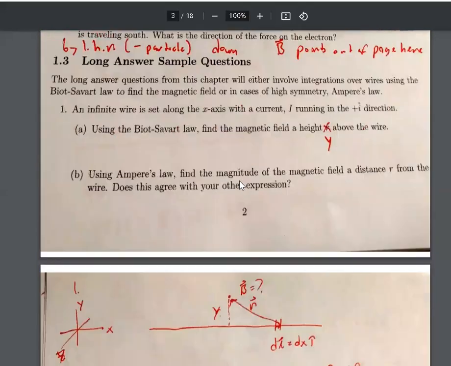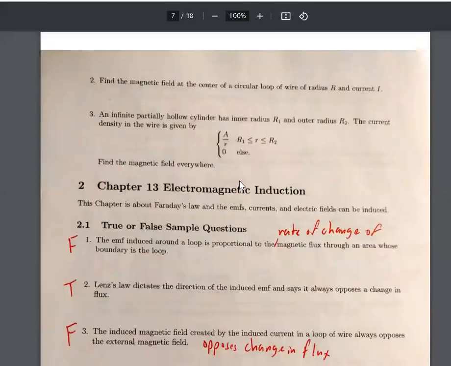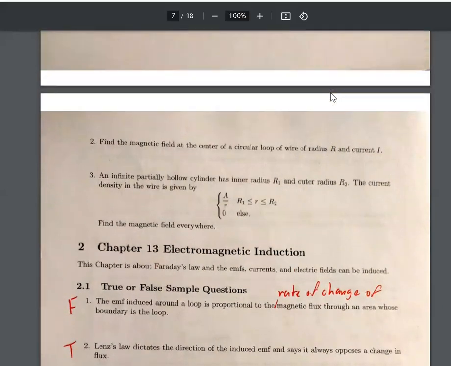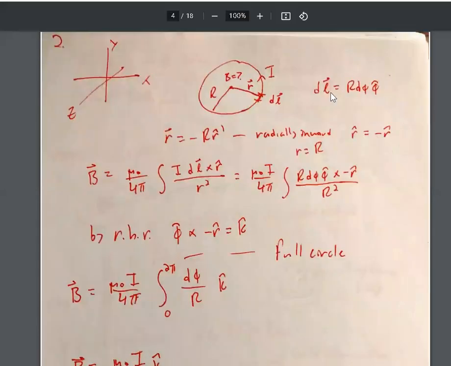All right, so our second question here says to find the magnetic field at the center of a circular loop of wire of radius r and current I. So that's what we're doing here. We define a coordinate system where this is x, this is y, out of the page is z. And so we have a loop of wire here of radius capital R, and it has current I. Now we weren't told which direction the current was going in, so I just arbitrarily picked counterclockwise.